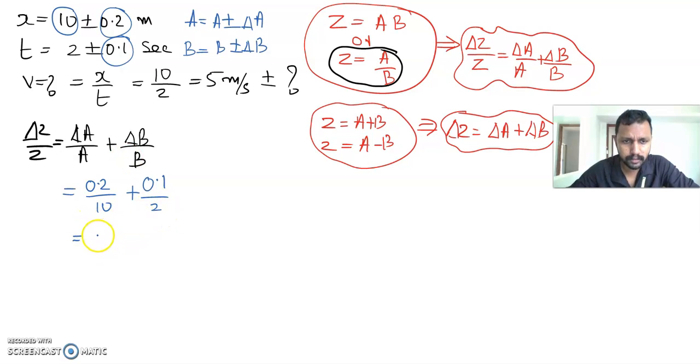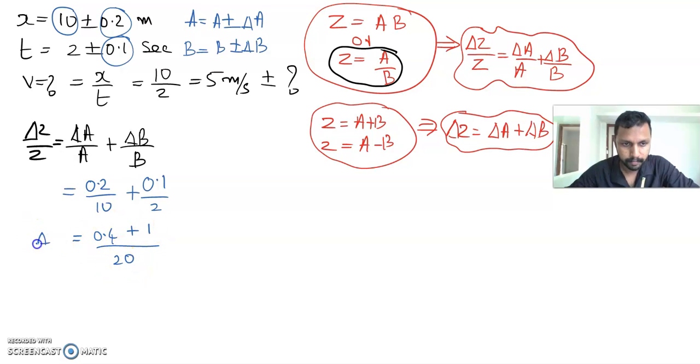Cross multiplying, we get 0.2 into 2, that is 0.4, plus 0.1 into 10, that is 1, divided by 10 into 2, that is 20.